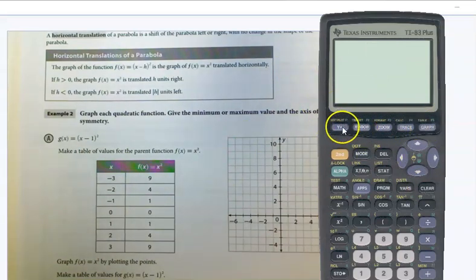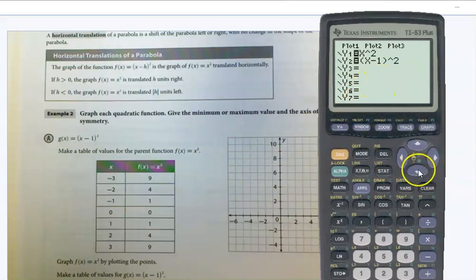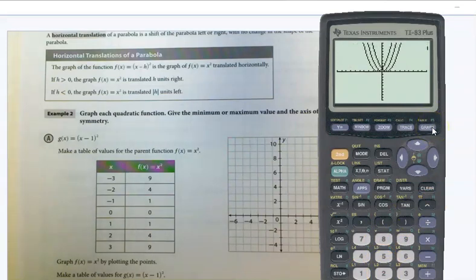So clear. Let's go back, and we've got shifting it to the right, and it looks like it's negative when it's shifted to the right, but that's because that negative was already in the formula. Let's do x minus a negative 1, so x plus 1 squared. And hit graph, and there's the third one. Okay, so it shifted it this time to the left.